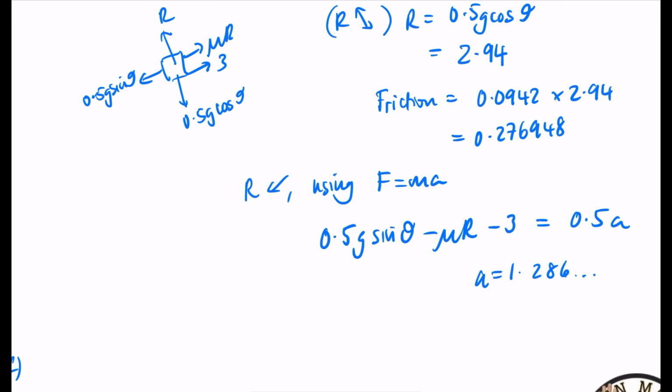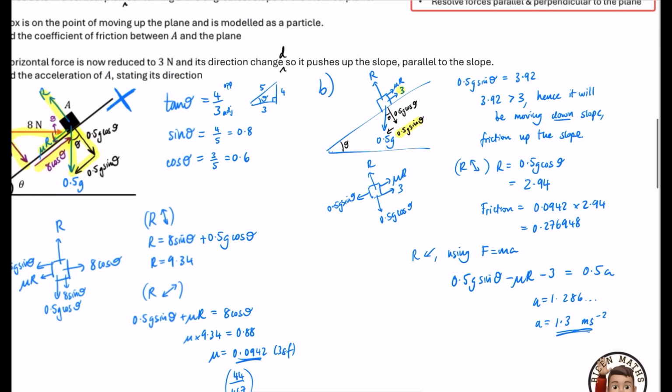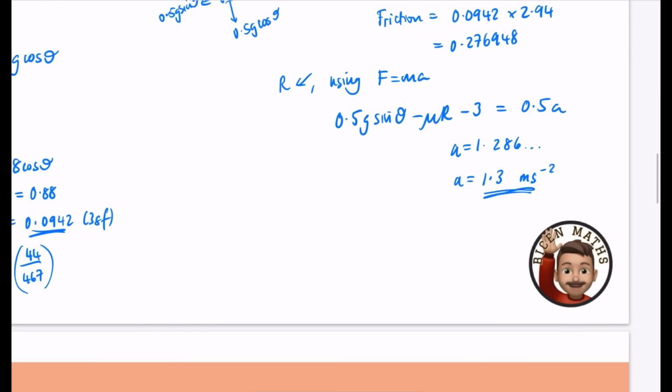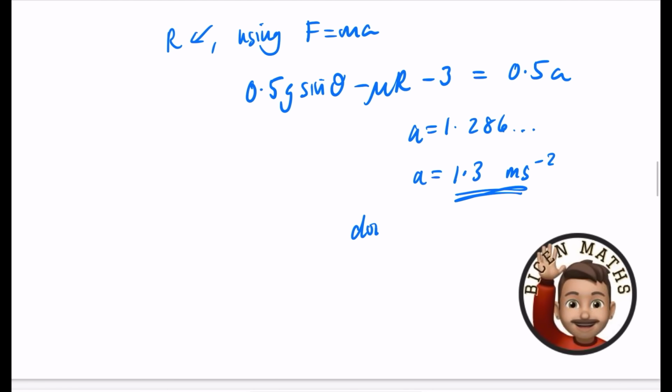1.286. If you're ever worried you've done too much rounding in a question, you can just round it to 2 significant figures instead. And we get that the acceleration is 1.3 meters per second squared. It does say to state its direction, so I would say this is going down the slope.